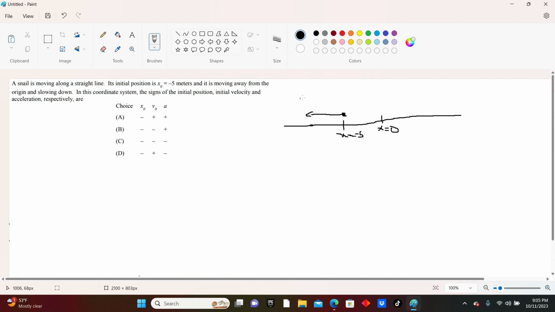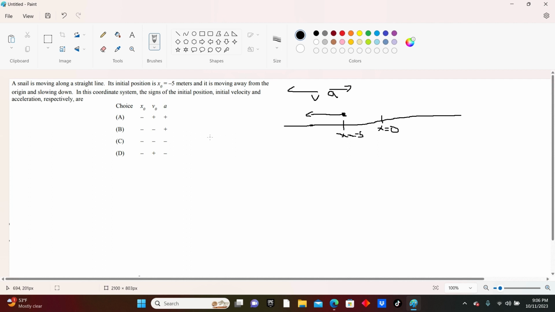So if its velocity is going to the left, but slowing down, that must mean that the acceleration is going in the opposite direction. So acceleration must be going in this direction, the right direction, if the velocity going left is slowing down. Velocity is going to the left if it's going away from the origin, which is x equals 0. And the initial position, it says, is x equals negative 5. So that's just negative.